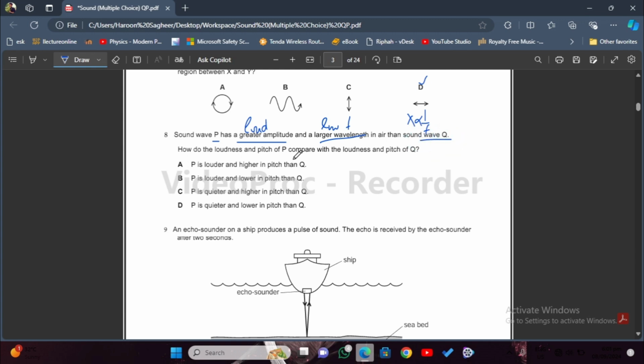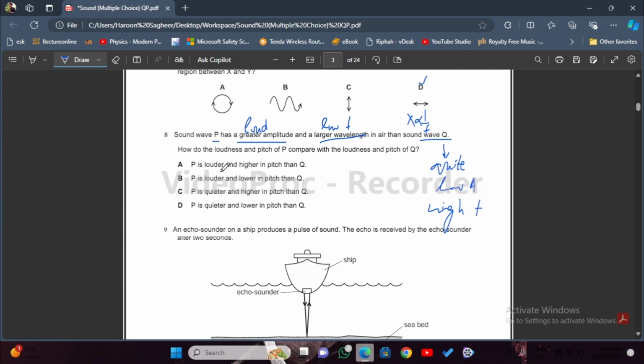So how do the loudness and pitch of P compare? Okay, we have to compare P and Q, and both are sound waves. So Q is going to be the exact opposite of P. So Q is going to be quieter. Quiet sound means low amplitude, and it's going to have a higher pitch, H-I-G-H, higher pitch or frequency.